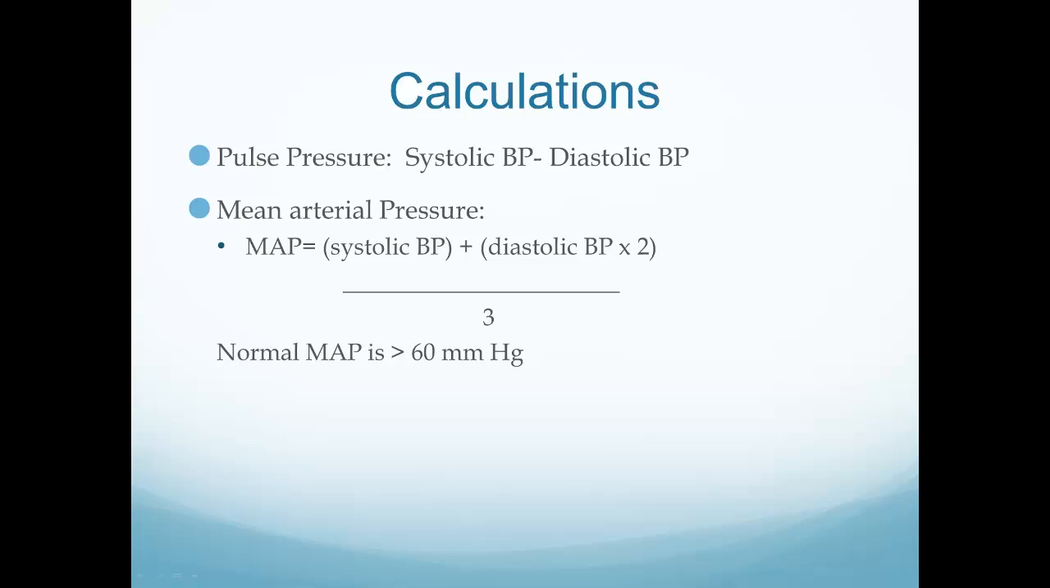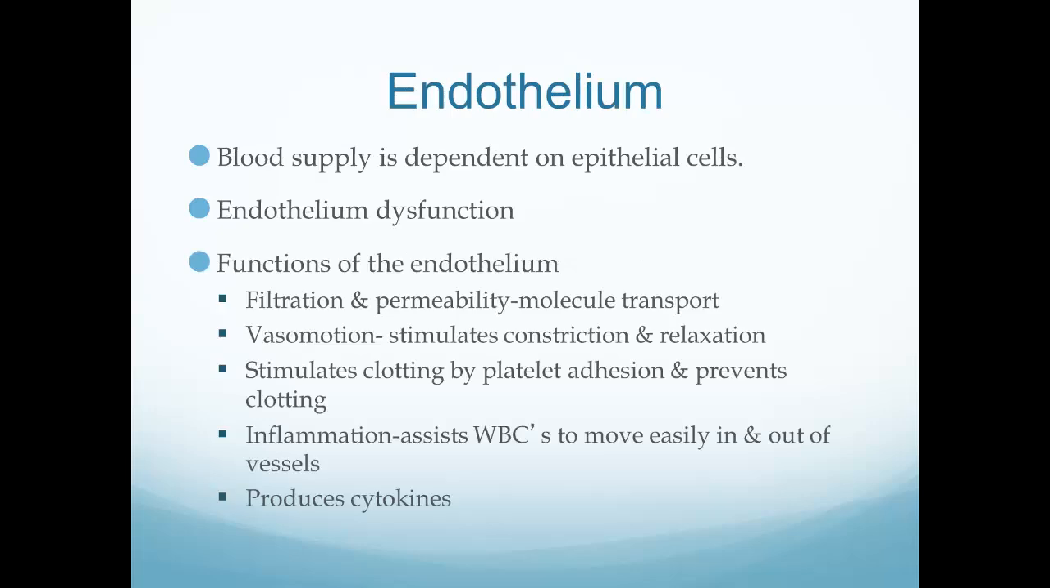A normal mean arterial pressure is greater than 60, and this all depends upon your patient population. Just kind of store that number away in the back of your head, that we want to have a mean arterial pressure of 60 in our patient. In some situations, we may want that pressure to be higher. Other situations, we may want it to be lower, but hang on to that as being kind of what the normal should be.